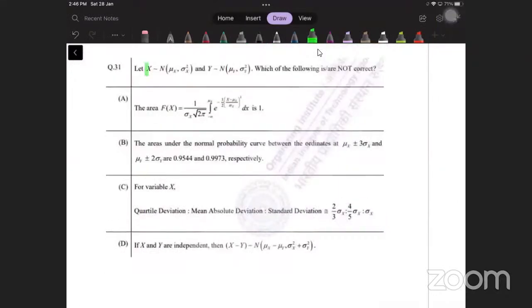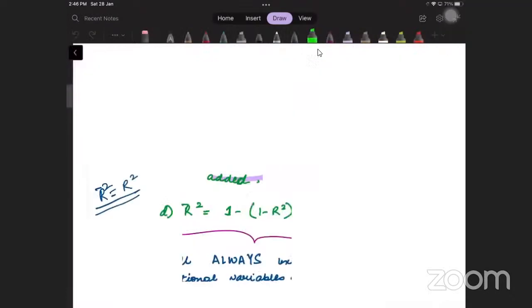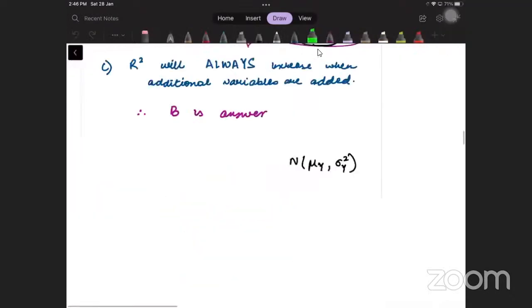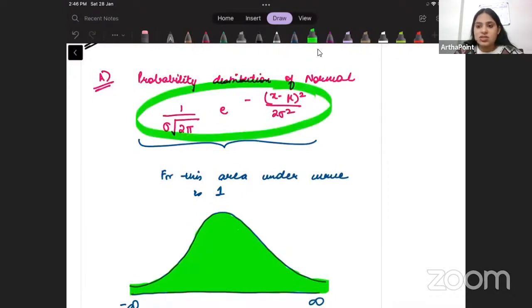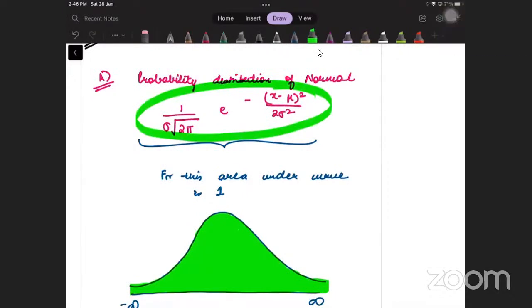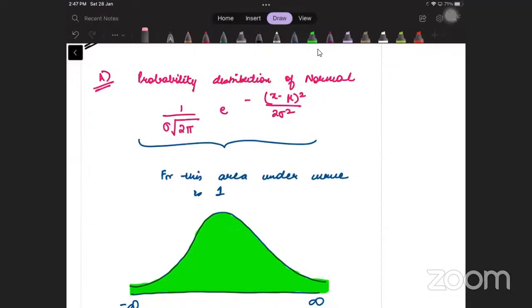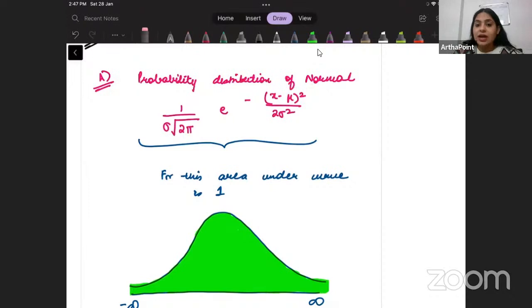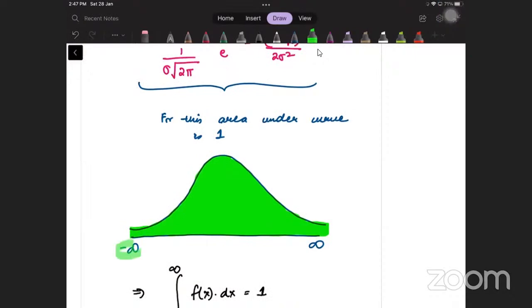It says x is normally distributed and y is also normally distributed. Which of the following is not correct? देखो normally distributed है. So if I come to the normal distribution formula, then this is the probability distribution of a normal distribution. This is how it looks. You should remember this much. This is the probability density function of a normal distribution. Now for this probability density function, actually what happens is the area under the curve is actually 1, right? But this density function is defined from minus infinity to infinity.